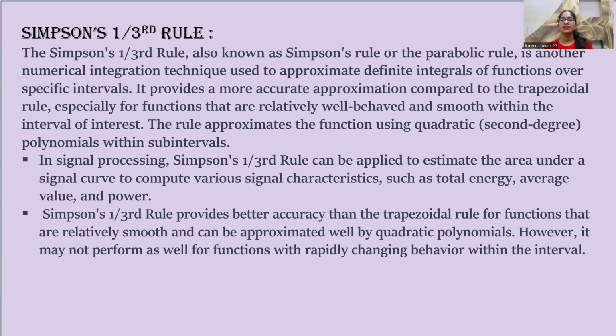This rule approximates the function using a quadratic polynomial, that is the second degree, within the subintervals. And the greatest application of Simpson's 1/3 rule is that it can be applied to estimate the area under a signal curve to compute various signal characteristics, that is total energy, average value, and the power.